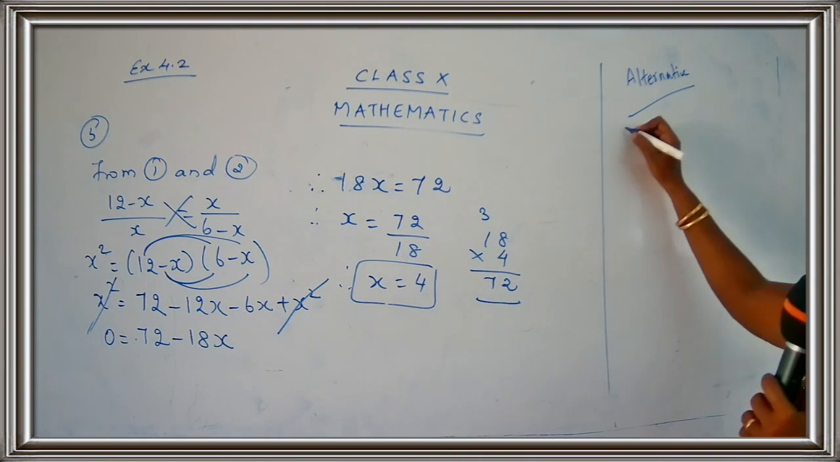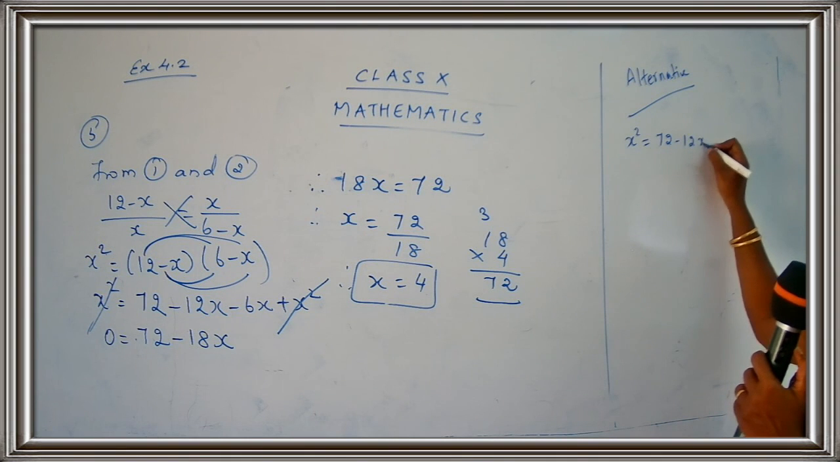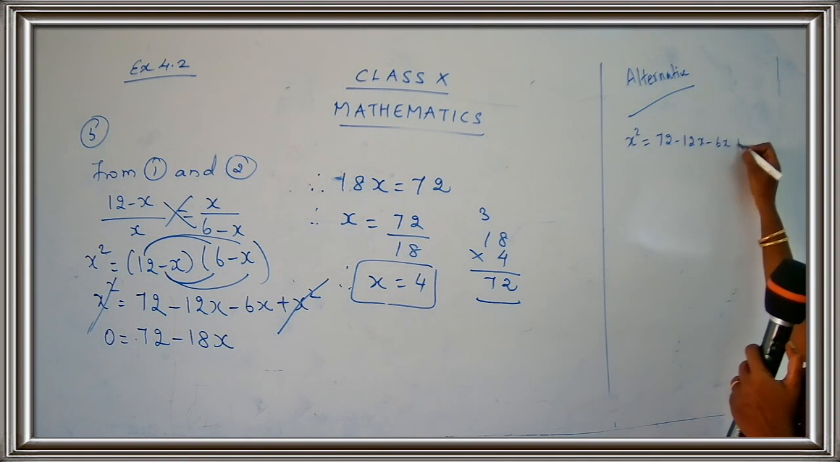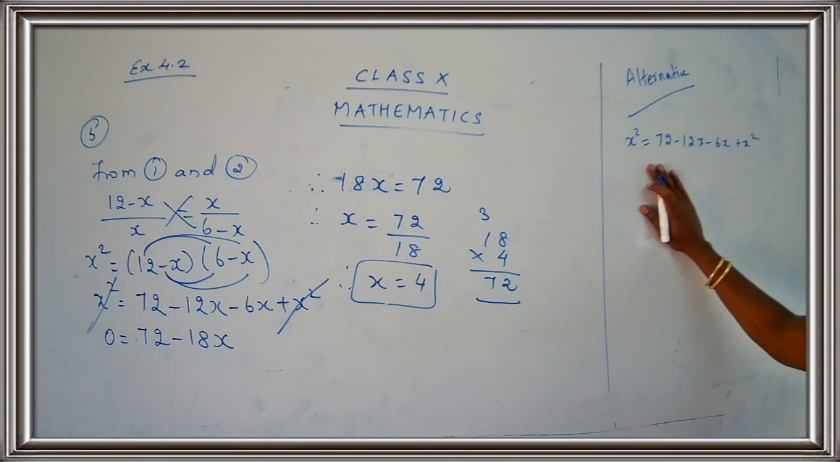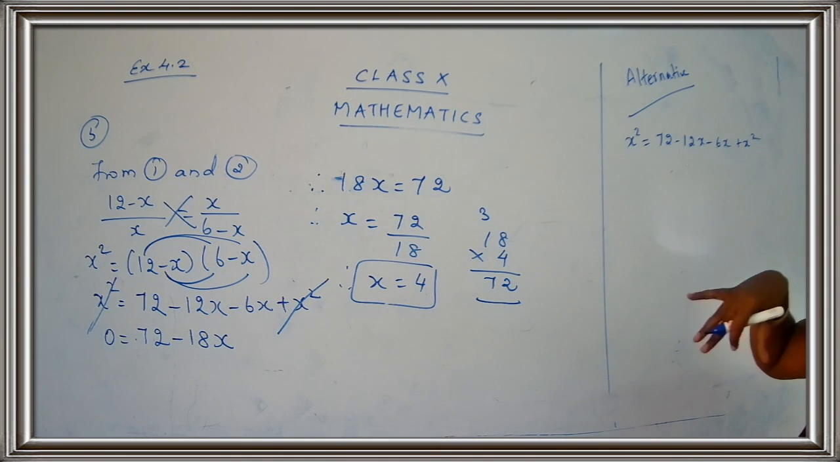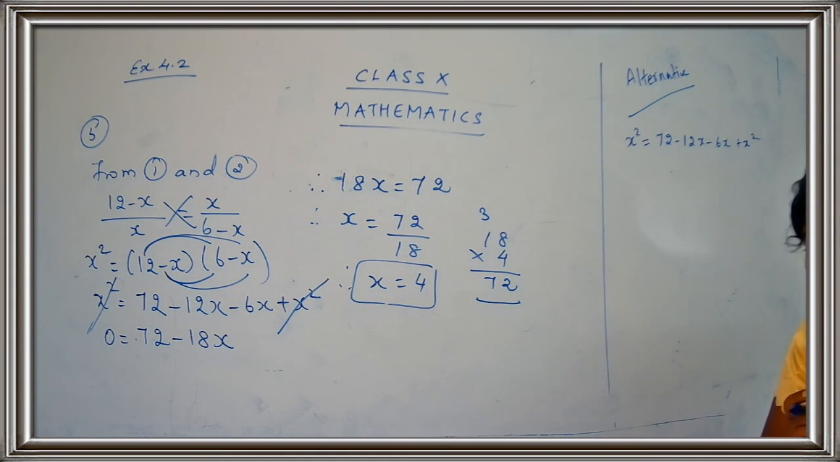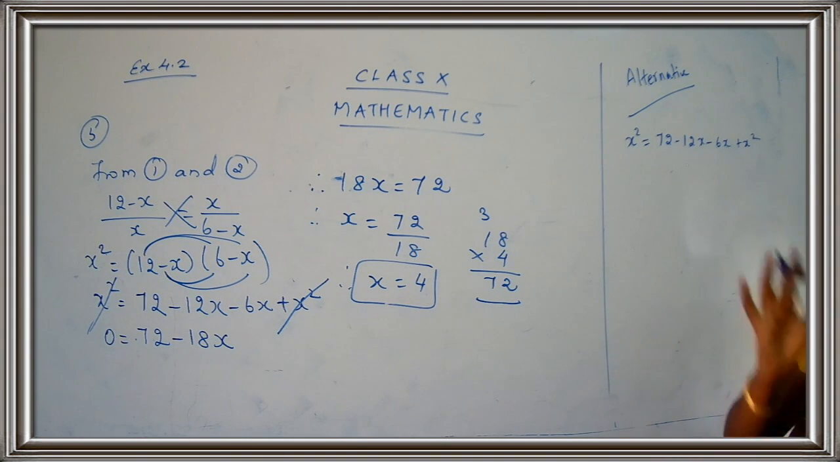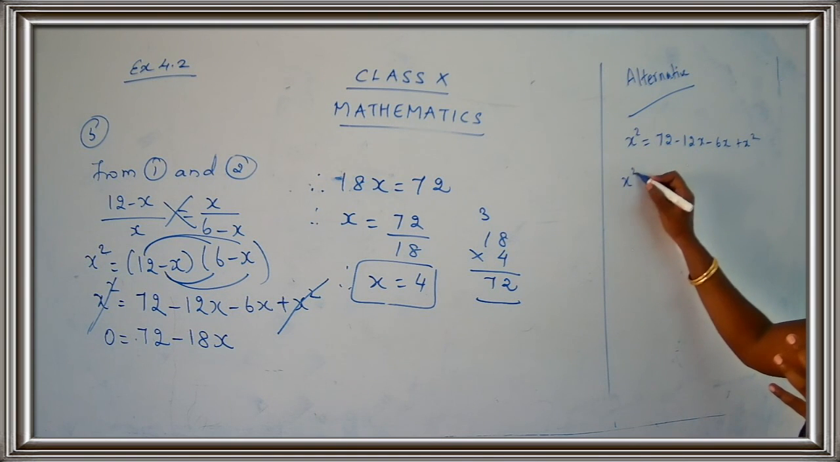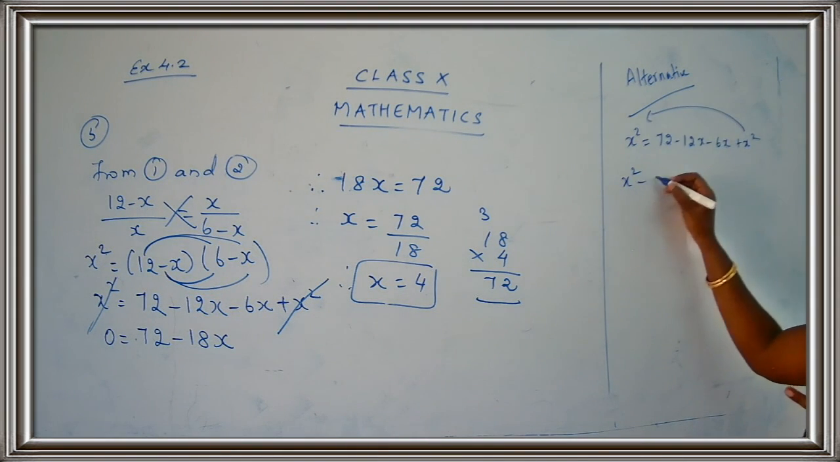And just one alternative method. Do not do it, okay, children? This is one more method. I just did it by cancellation, yes? So you are not going to do this, this is one method. I am going to teach you one extra method. So what is the statement you have here? X square is equal to 72 minus 12x minus 6x plus x square. This is what you have.